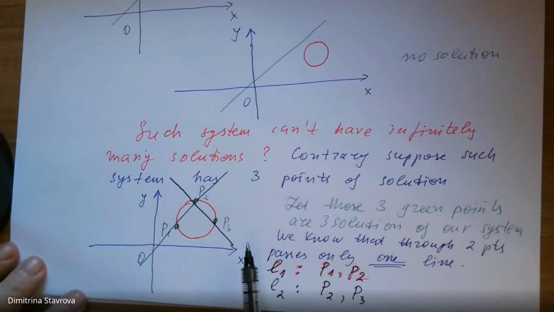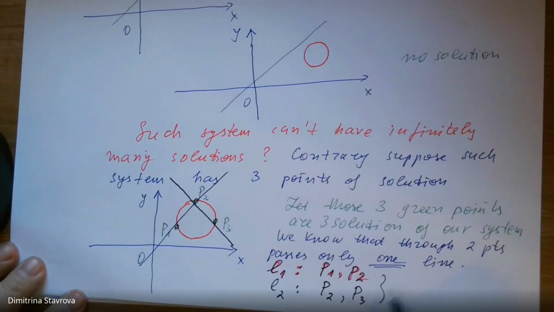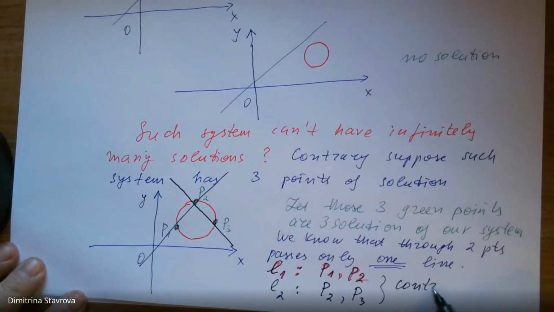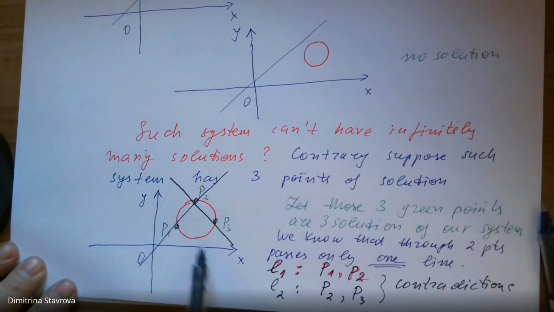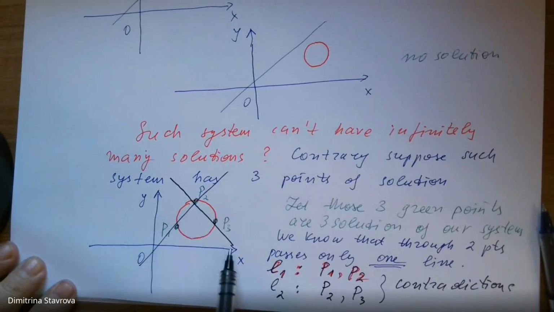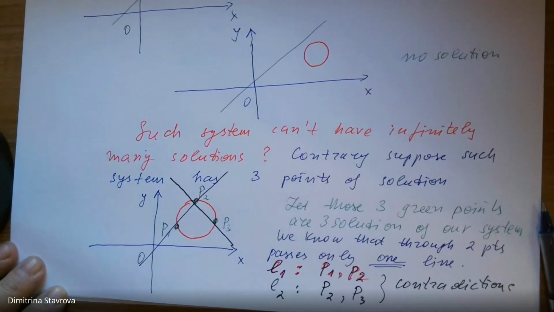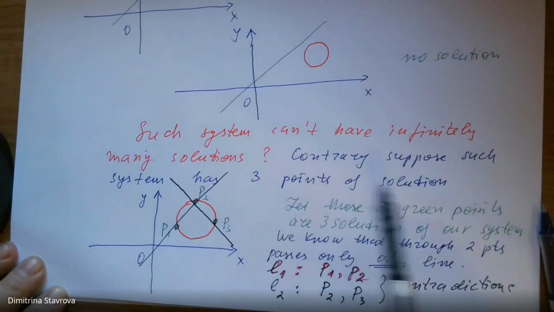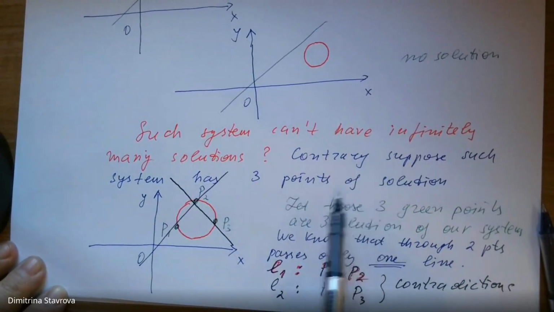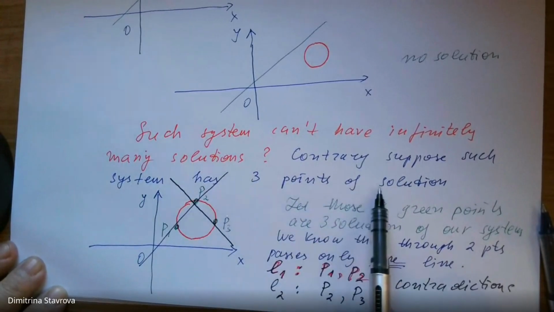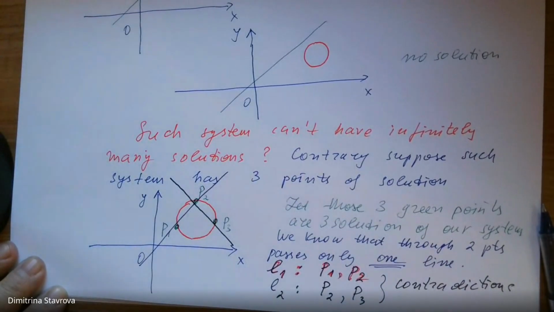But for our system, this is a contradiction. Why? Because we have 2 lines, hence 2 linear equations, and 1 circle, hence an equation of second degree with respect to x and y. This is not our system. So if we suppose that we have at least 3 solutions, we get a contradiction.